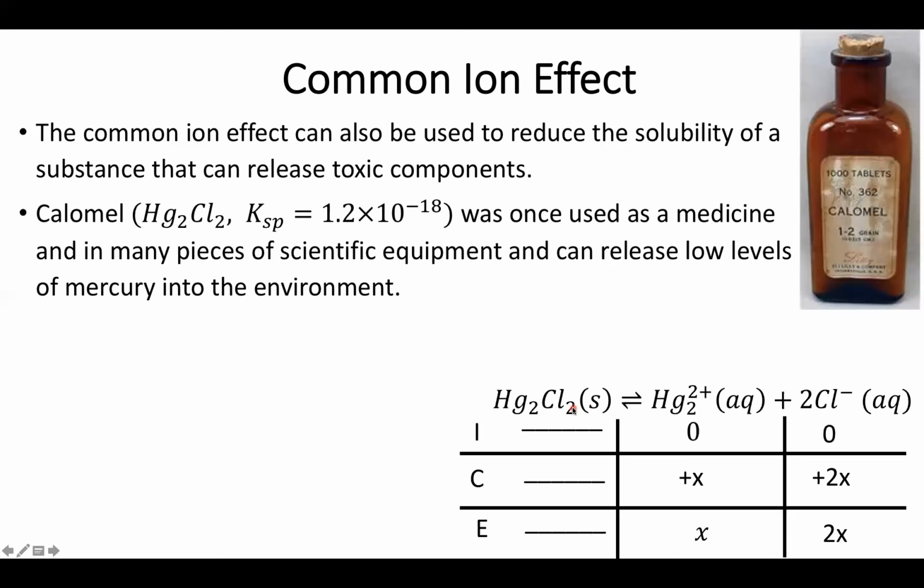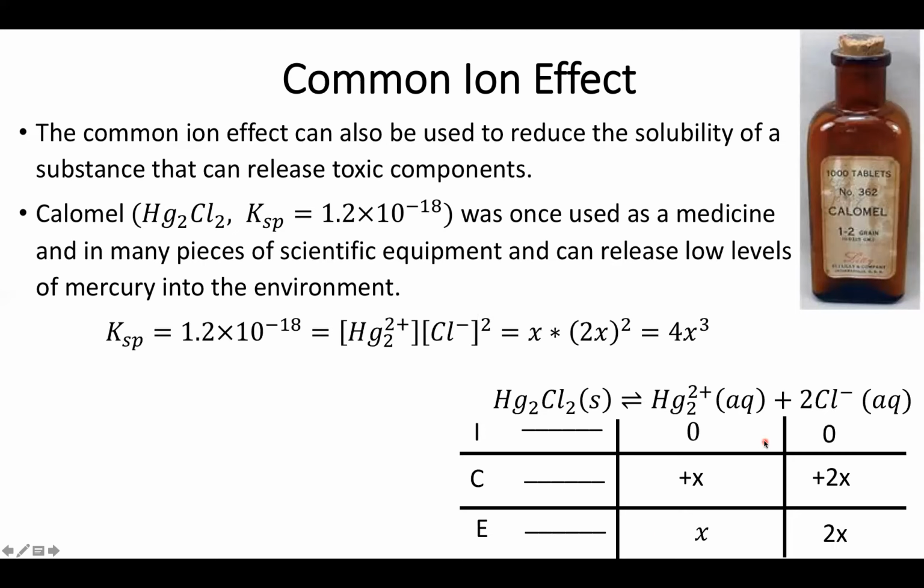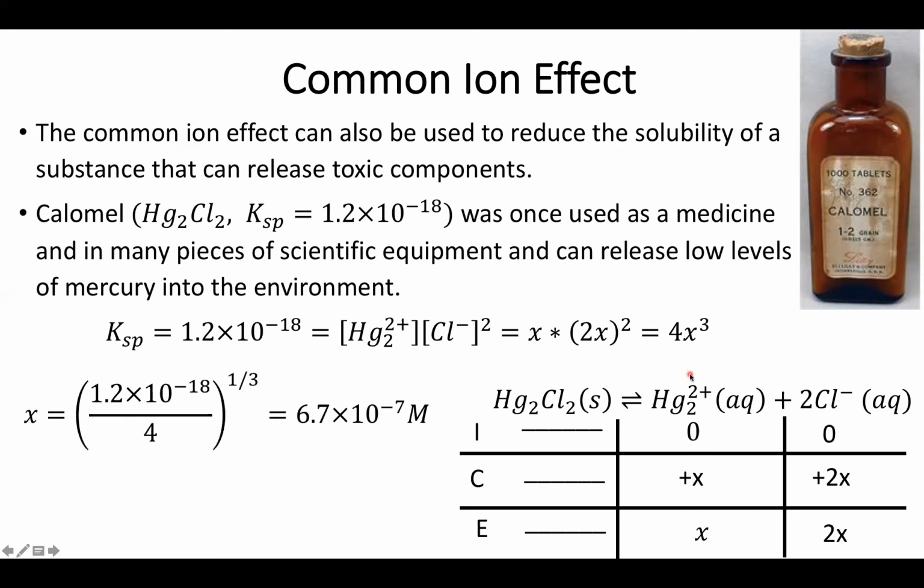So if I put calomel into pure water, the ice table looks almost exactly what we had for fluoride. One component breaks apart into 3. So the KSP will be very similar, have the form of 4 times x cubed. We can then solve for x, which will be about 7 times 10 to the negative 7th molar. Or once you include in mass, it comes in at about 0.3 milligrams per liter.